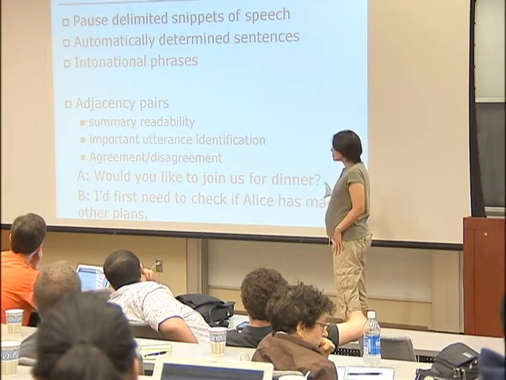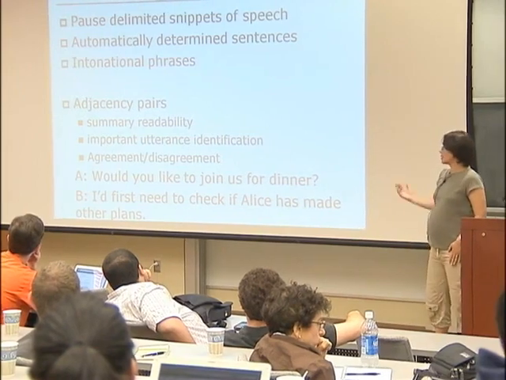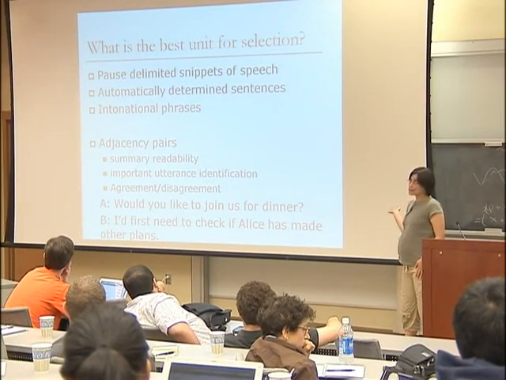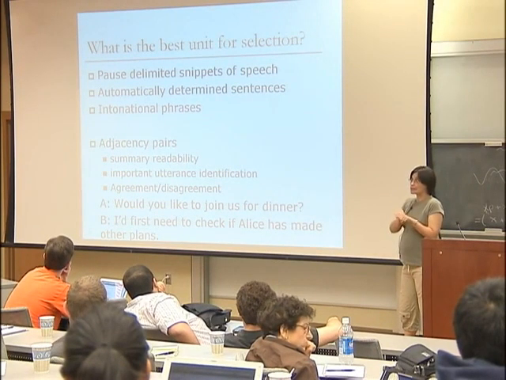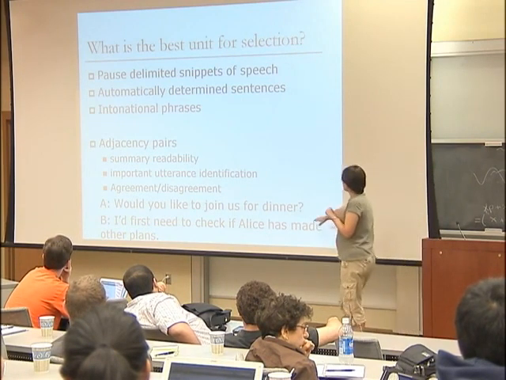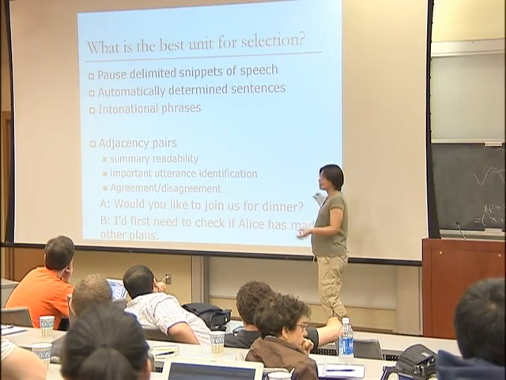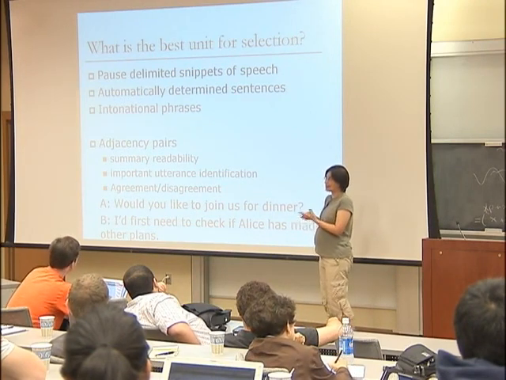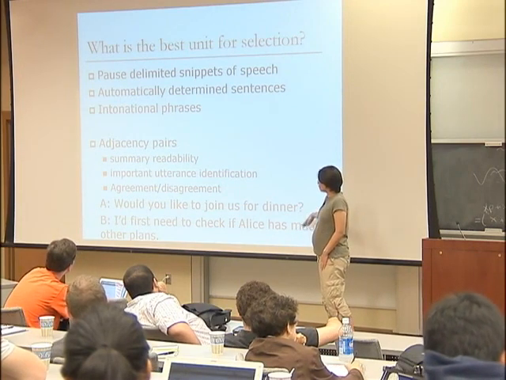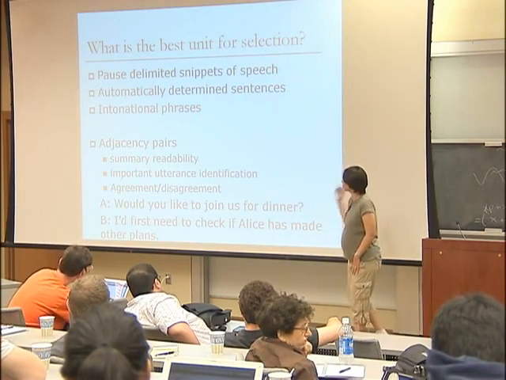And then adjacency pairs. So imagine something like this, a conversation. Would you like to join us for dinner? And the other speaker replies, I'd first need to check with Alice if she has made other plans. So these are pairs that have to be selected together, right? If you only select one for the summary or the other for the summary, it doesn't make sense. So in a way, you can say these adjacency pairs of pragmatically related utterances are what you should be doing selection over. And people have worked on automatically identifying such pairs and using them for improving speech summarization.